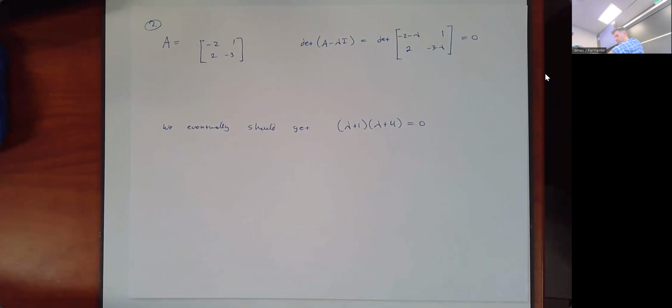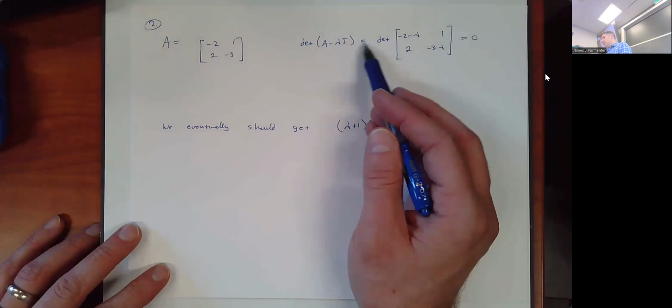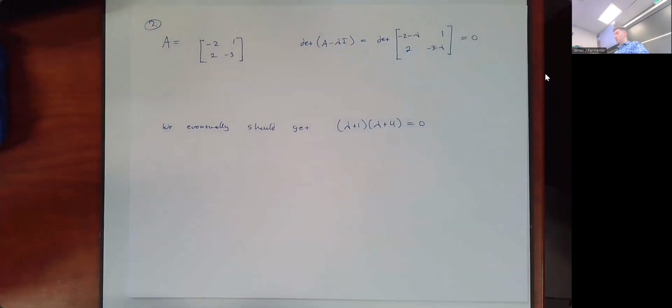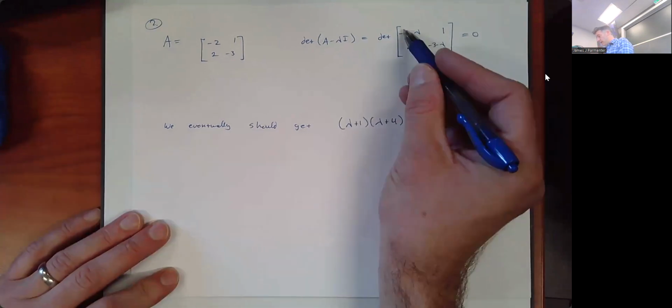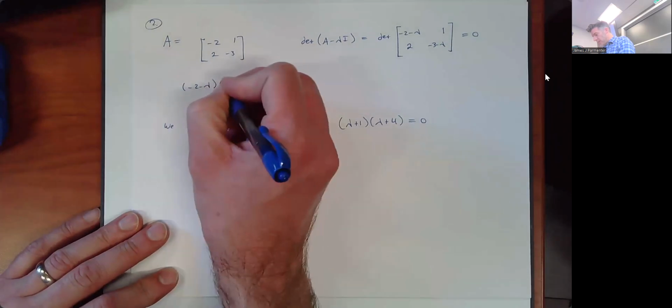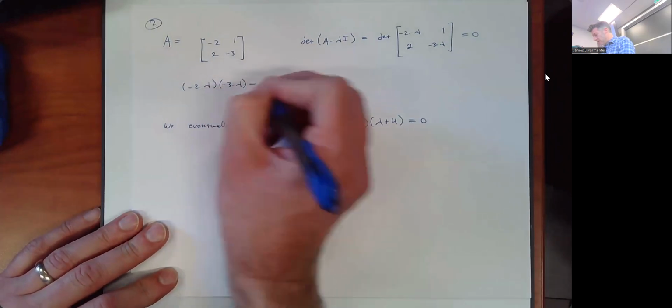All right, I think it's been about 2.5 minutes, so let's take a look and see what we get. The determinant should always be a real quick calculation, at least the first step of it. It's that times that. So it's -2 minus lambda times -3 minus lambda, minus that times that.